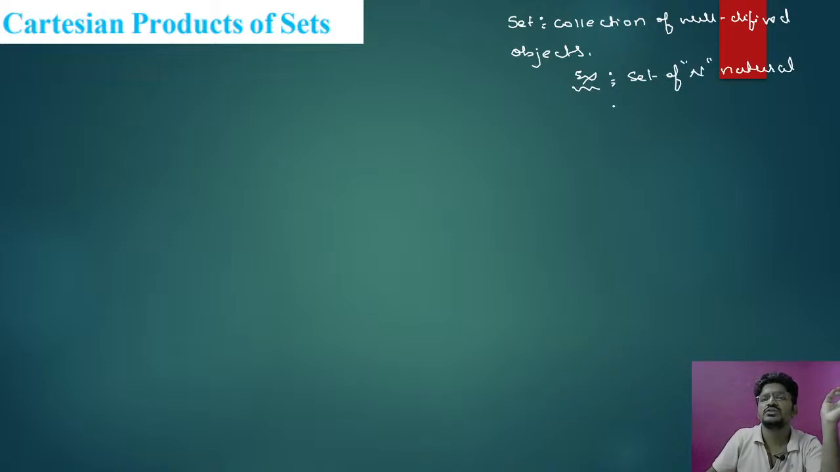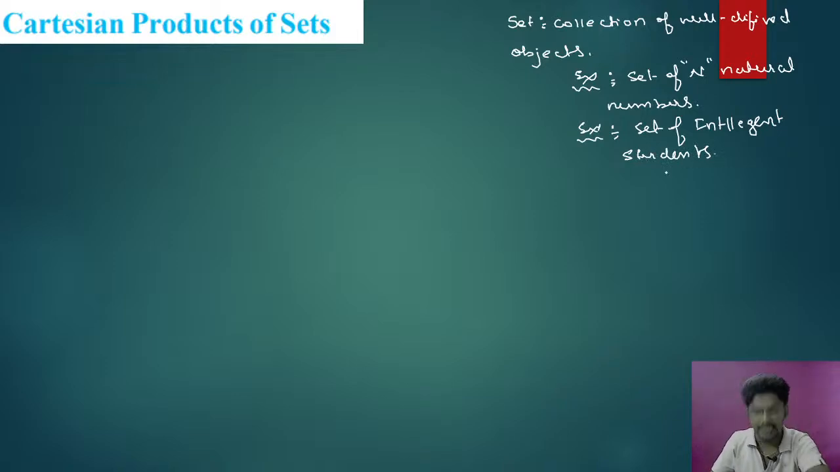So this is going to be a set. An example of what is not a set: the set of intelligent students is not going to be a set. Very good. Most of you know what is a set and what is not a set. I have given the set of natural numbers as a set, and the set of intelligent students is not a set. From this you can understand what a set is.